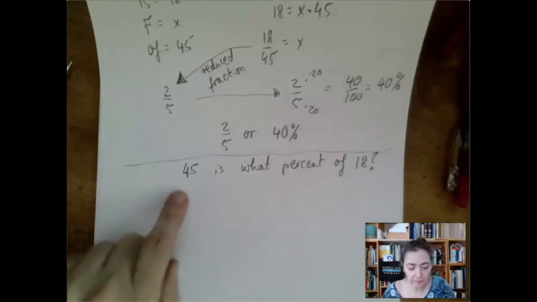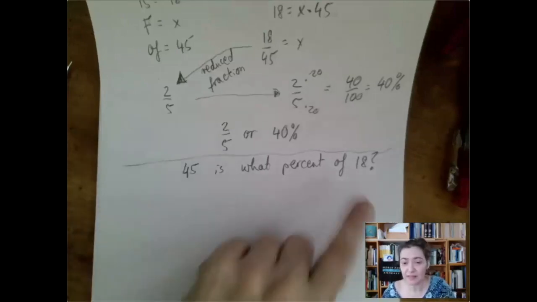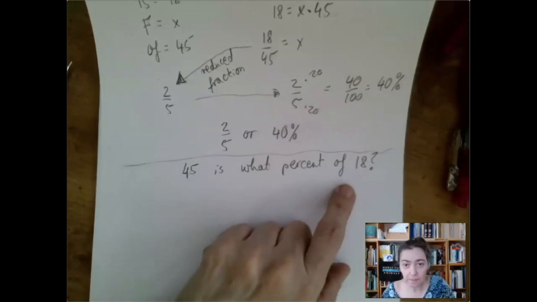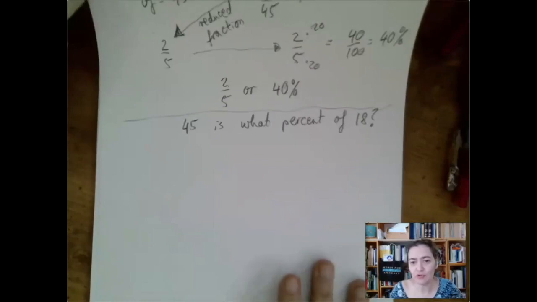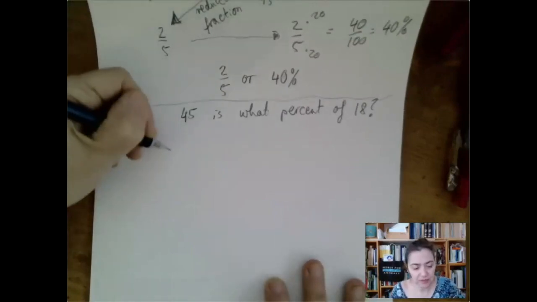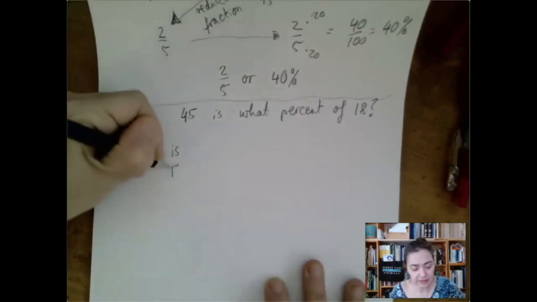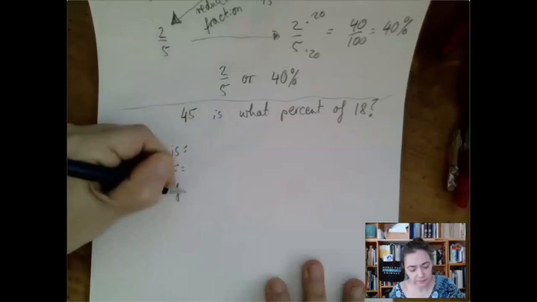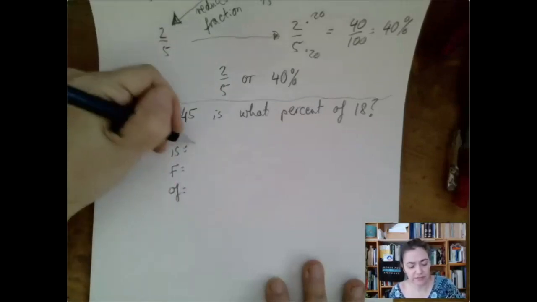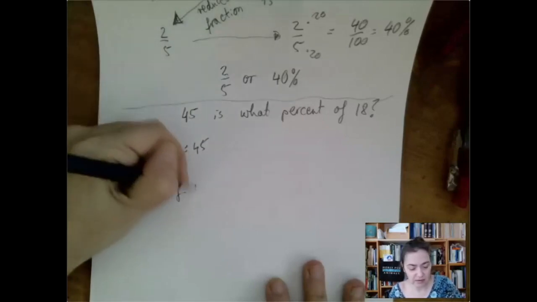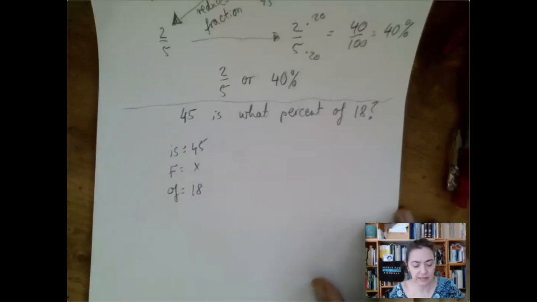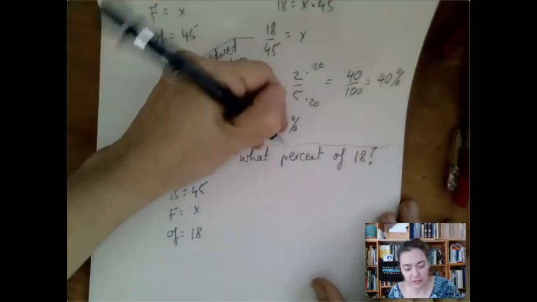So if your is number is bigger than the base, or the of number, the percentage is above 100%, and don't panic. Keep your cool. Otherwise, it's all the same. So it's more like an emotional issue than a mathematical one. Is is fraction times of. So 45 is the is, 18 is the of, and x is what we're asking. We're going to ask fraction as well.